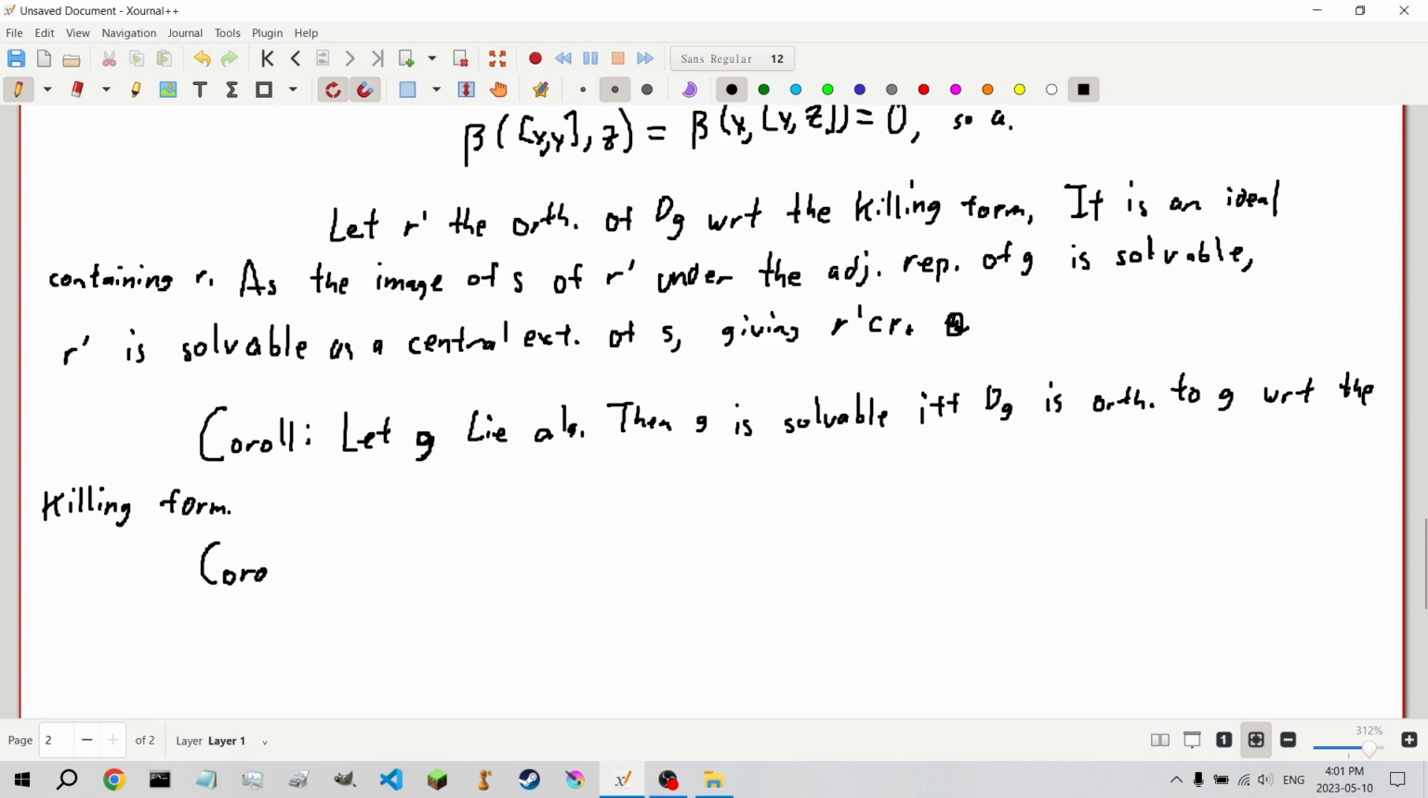Second corollary. The radical R of G as above is a characteristic ideal, which, as a recall, means it is invariant under arbitrary derivations and not just inner derivations, which are just adjoint representations.